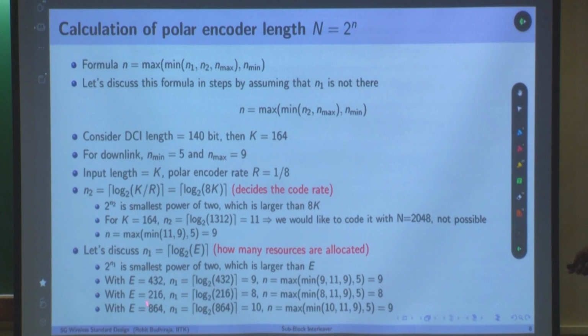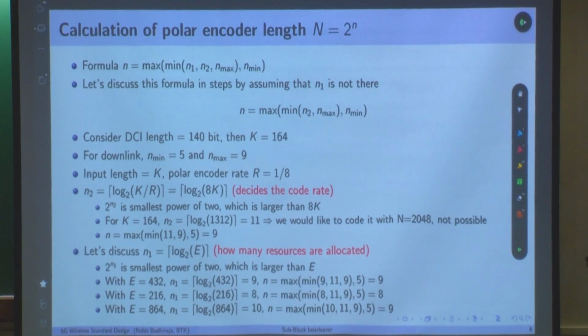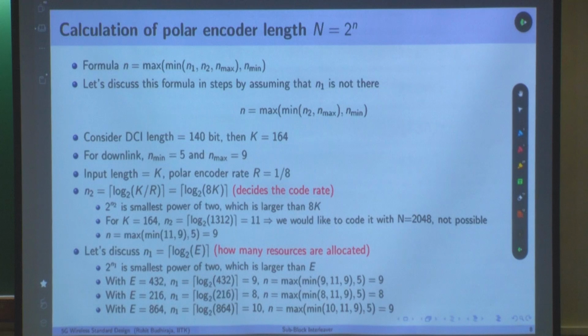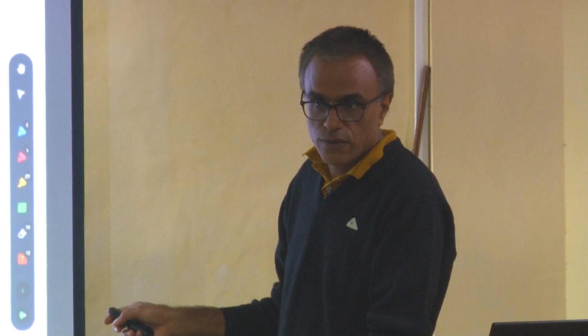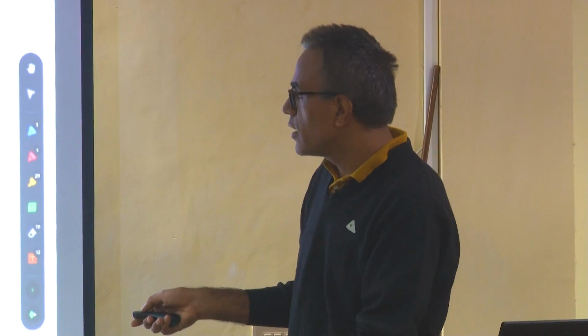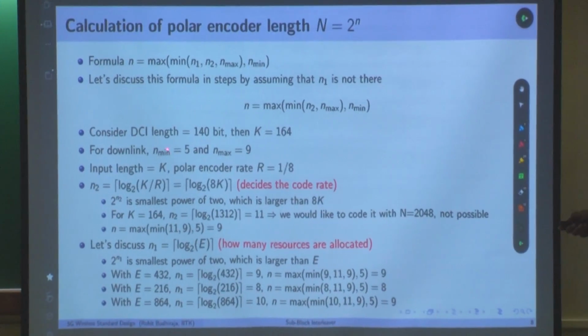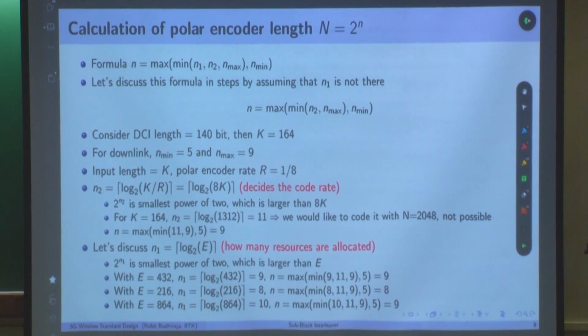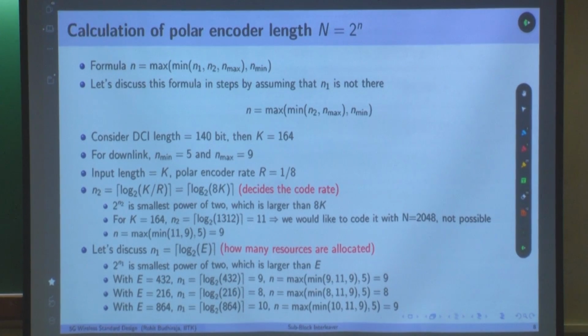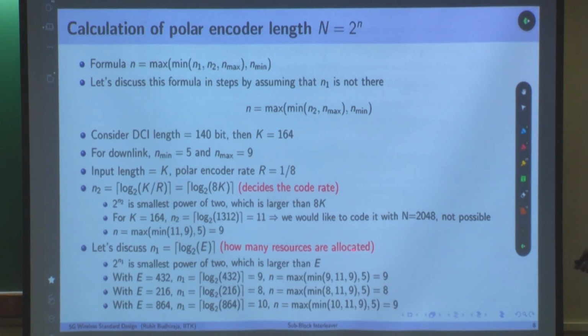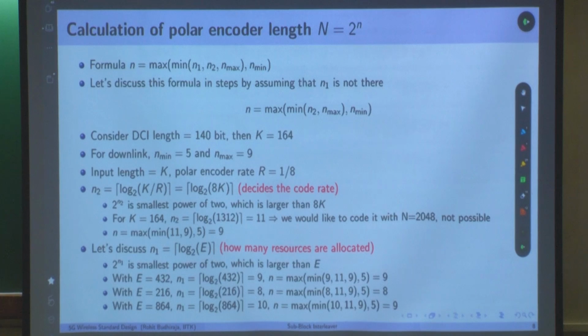Based on this, you will see that the rate matcher plays a role. What are we saying here with all these examples? The polar encoder length is a function of two factors. One is the code rate: you have to try to keep the code rate as close as possible to 1/8. If it doesn't happen, why not? Because there are certain restrictions imposed on the polar encoder length. N min is 5 and N max is 9. That is the first factor deciding the polar encoder length. The second factor is how many resources are allocated to a user. That also decides the polar encoder length.